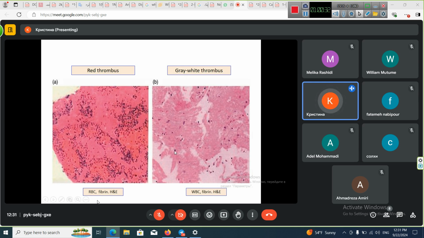White blood cells are seen by their nuclei. So these are cell nuclei of white blood cells, leukocytes. In red thrombus, we see more red color for red blood cells. Here they are, and here also. More pink color for fibrin, and also some white blood cells are seen here because of their nuclei.